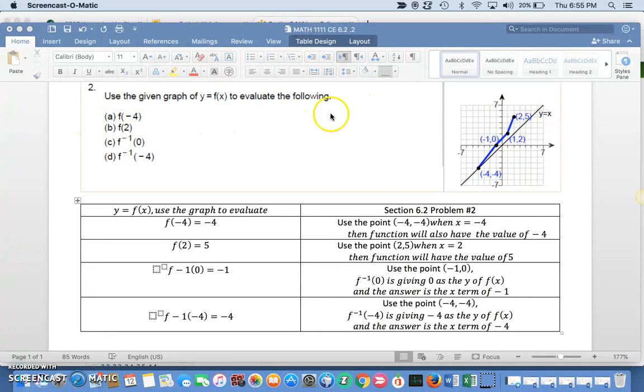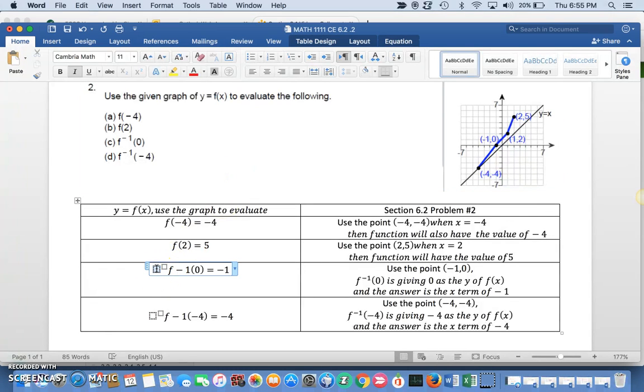So based on that knowledge, and the knowledge of what the inverse is, answer these 4 little steps here. These things got out of whack, but they weren't that way initially. Let's see if I can get them put back correctly.